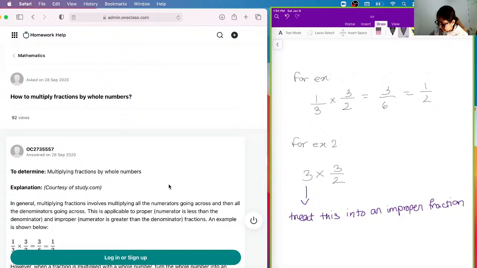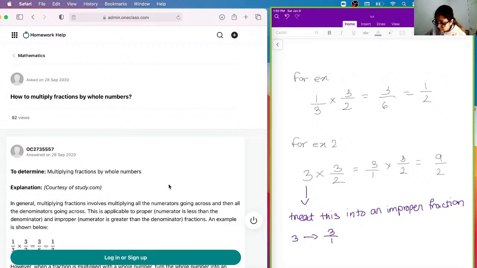What I mean by that is that whenever you have a whole number, there's an imaginary denominator of 1. And so your 3 would become 3/1. This is the same thing as saying 3. So you would have 3/1 times 3/2. And you just do the same thing as in the previous example: multiply the top and multiply the bottom. So you would get 9.